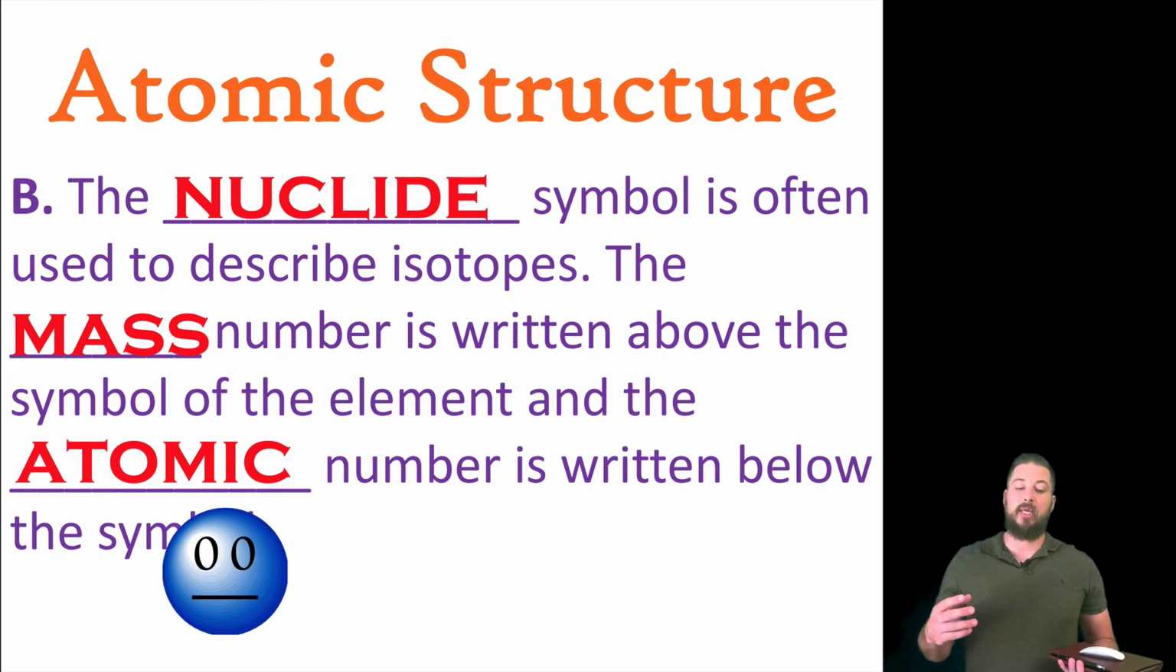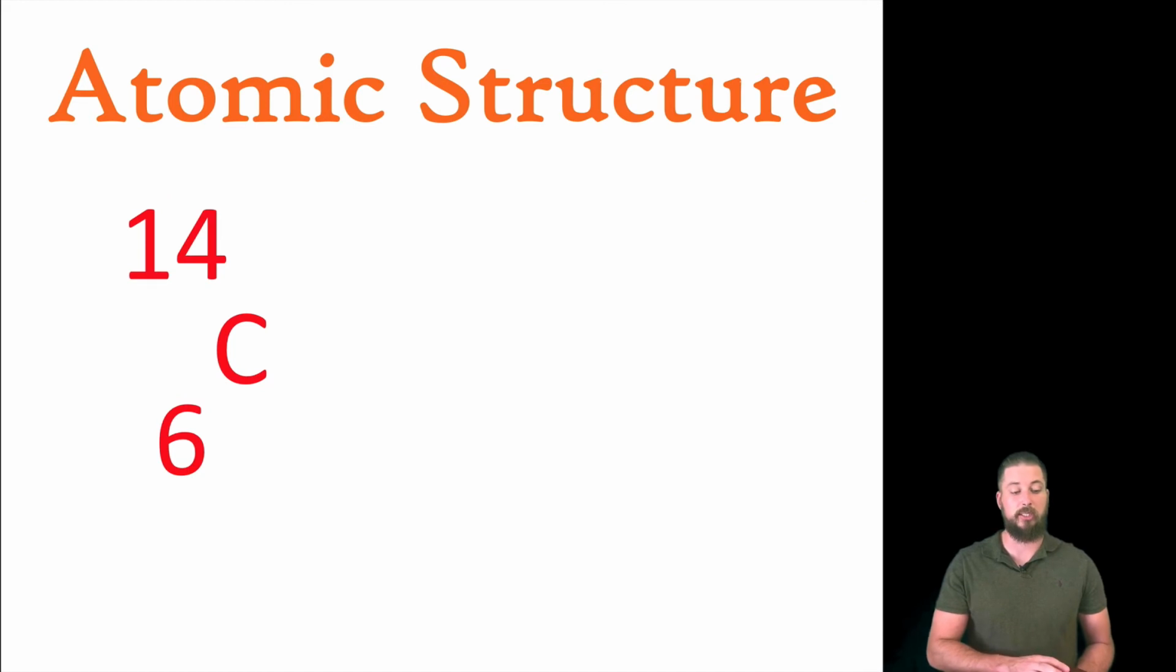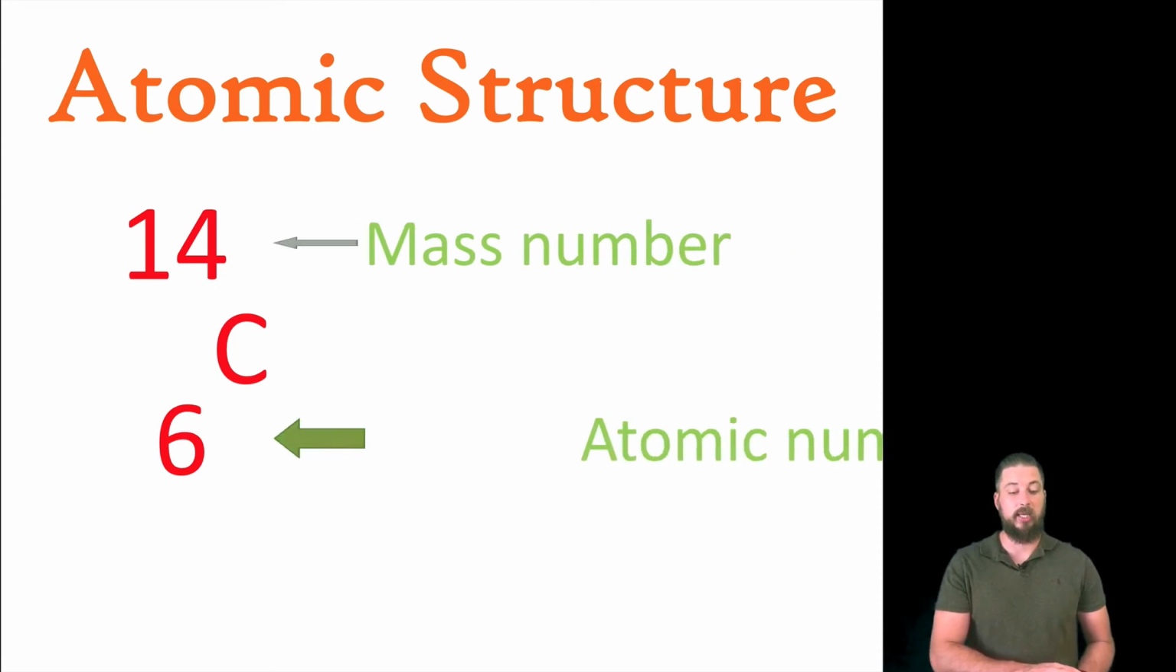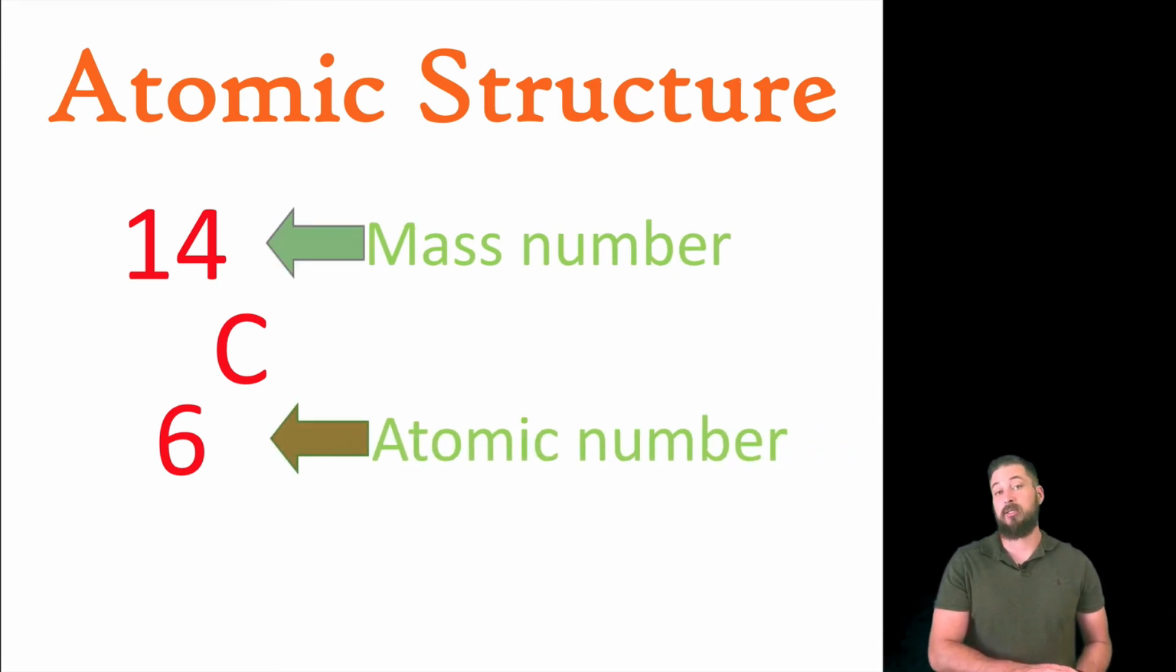Now, we have this thing called a nuclide symbol. A nuclide symbol is often used to describe isotopes. In fact, we'll see it several times. What you do is you write the mass number on the top and the atomic number on the bottom. And so this is what it looks like here. So this is a nuclide symbol. What you do is you write the symbol, and then you write the mass on the top and the atomic number on the bottom. And again, the atomic number tells you the number of protons.